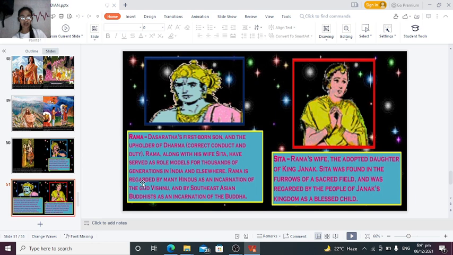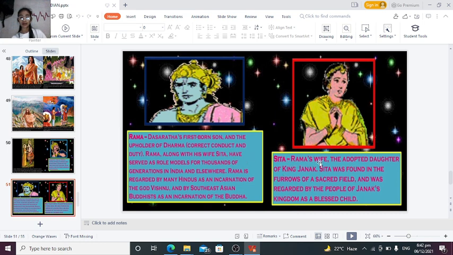Rama is regarded by many Hindus as an incarnation of the god Vishnu or the preserver, and by Southeast Asian Buddhists as an incarnation of Buddha. The story of Ramayana is maganda siya actually, yung summary niya. Talagang meron din tayong mapupulot na lesson. So, ang kinuha ko lang are the characters and their characteristics in the story.